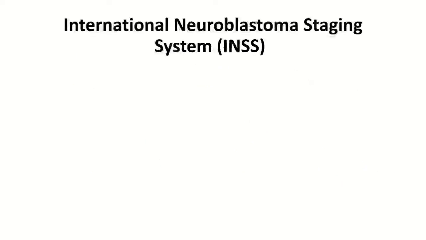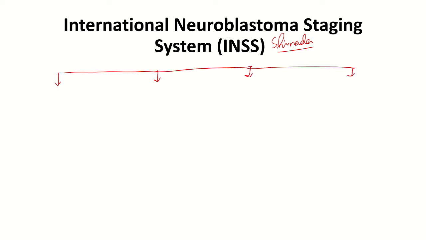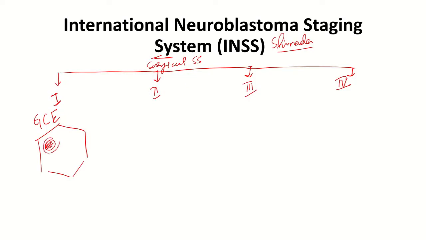Coming to the next important staging system, this was previously called as the Shimada staging system. It is currently called as INSS, so I'll be discussing INSS. So there are 4 stages, just like any other tumor: stage 1, stage 2, stage 3, and stage 4. In stage 1, as I've already told, this is a surgical staging system. In stage 1, there is gross, complete excision of the tumor. So we have gone in and we have removed the entire tumor. Grossly, we have removed the entire tumor.